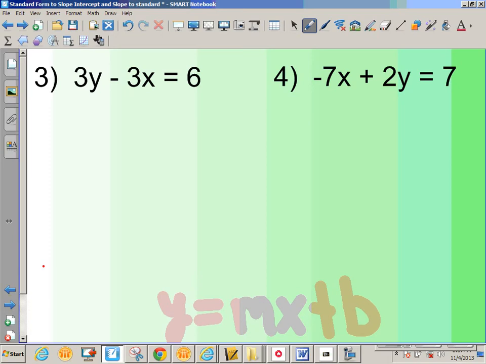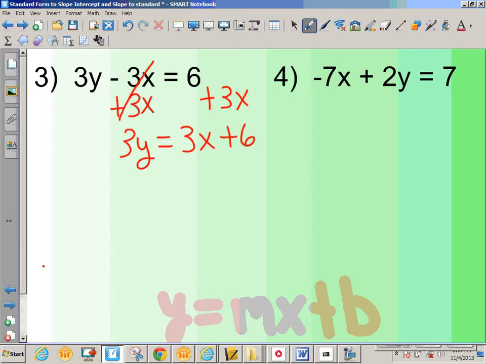So to get 3y by itself, I'm going to have to add 3x to both sides of the equation. So that makes it go away. All that's left on the left is 3y is equal to, I'm going to go ahead and move my 3x up front because I know that that's my equation, y is equal to mx plus b. Now I want to divide through by the coefficient of 3. When I do that, all that's left on the left is y.